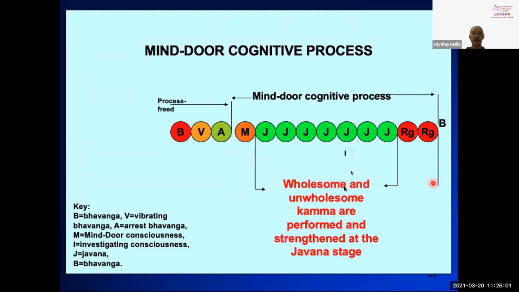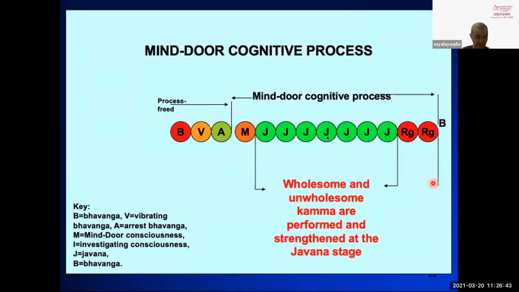And then unwholesome karma is performed and strengthened at the javana stage here at the mind door. In the eye door cognitive process, the karma is very weak because the visible object is not clear to you, so your liking is not strong yet. But when the object becomes so strong, so clear to your mind, and you start to have a reaction towards the object and you like it, then the karma is strengthened here.